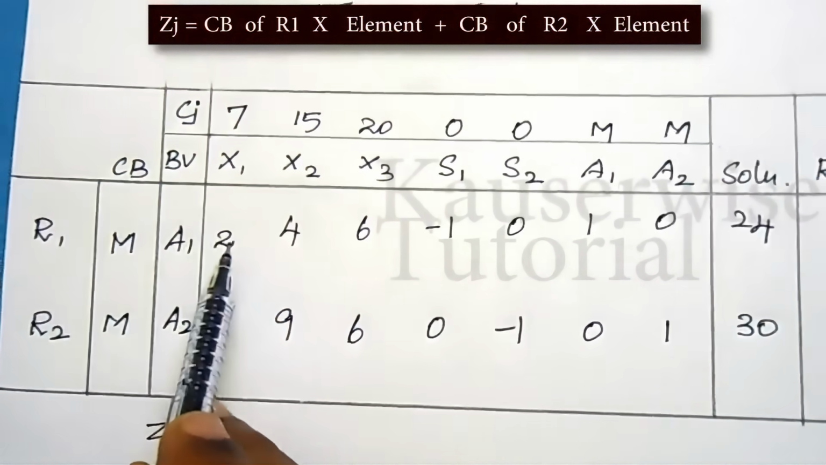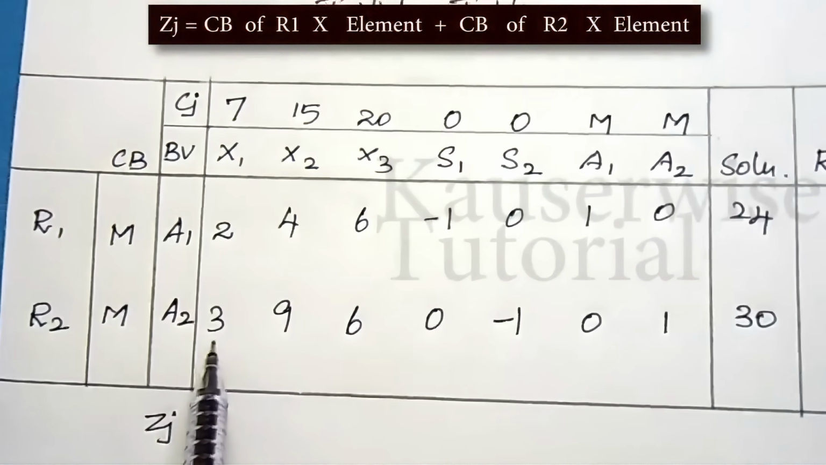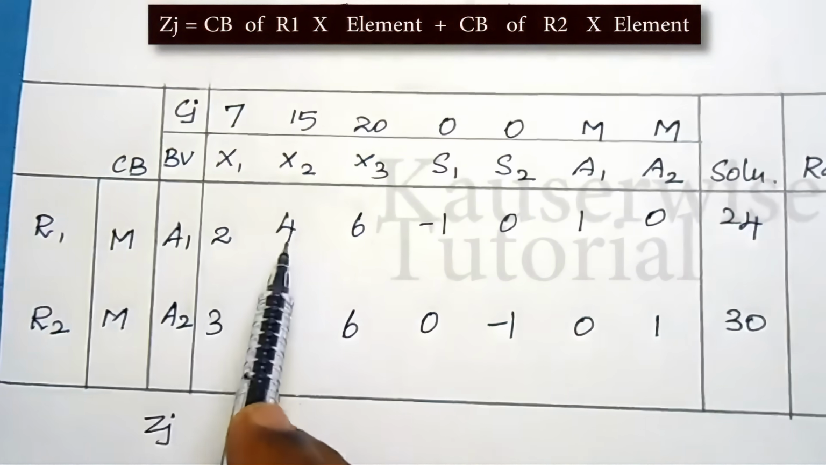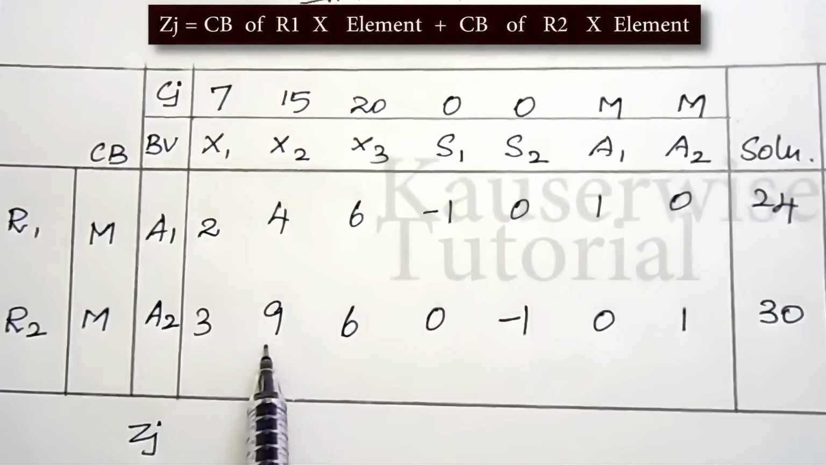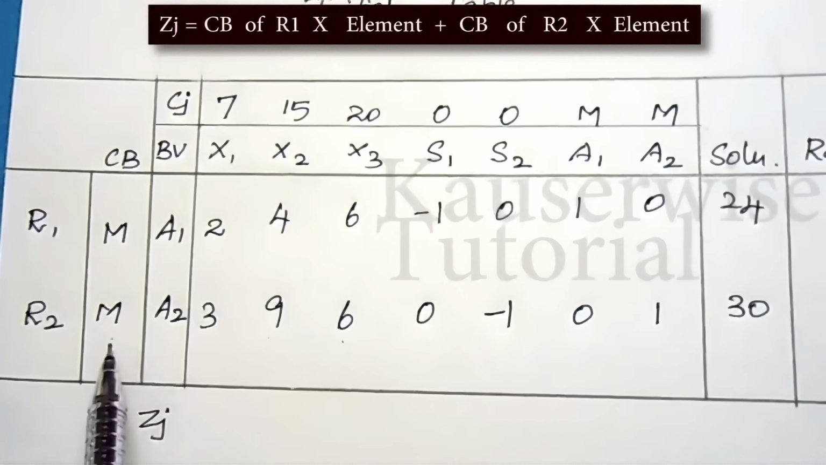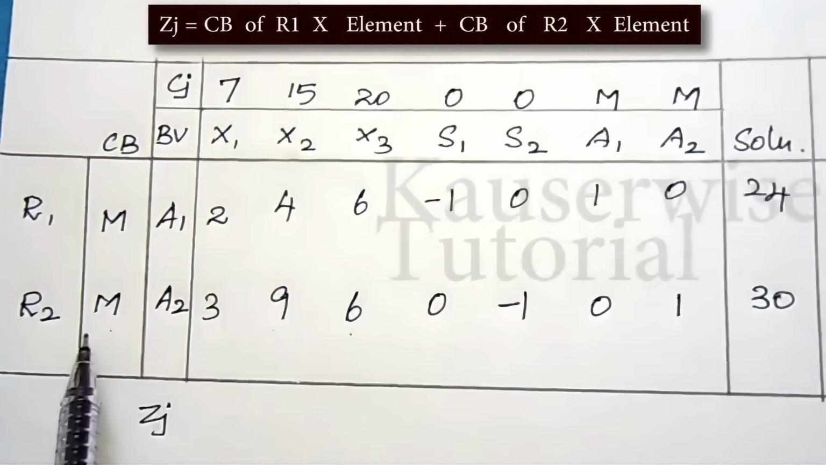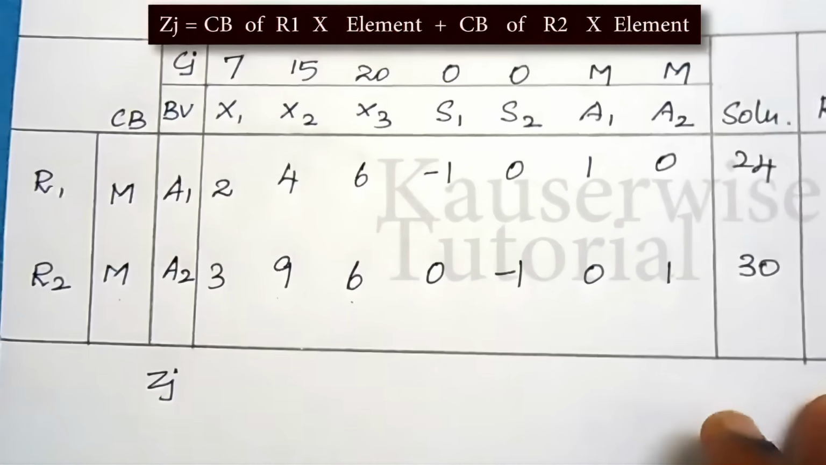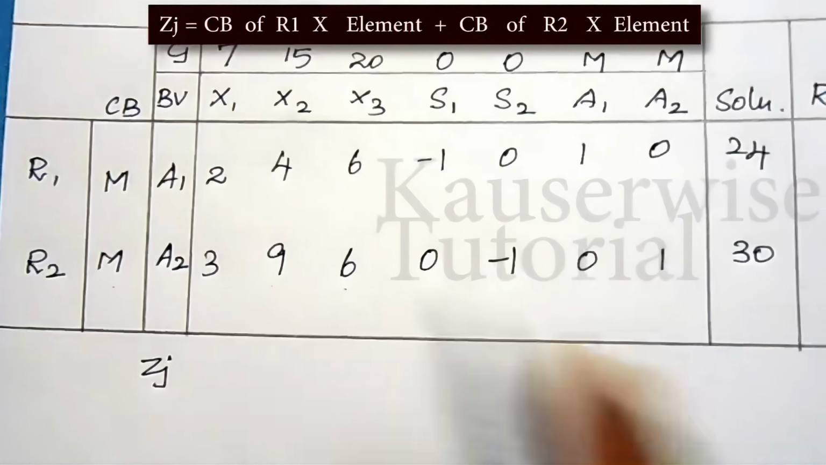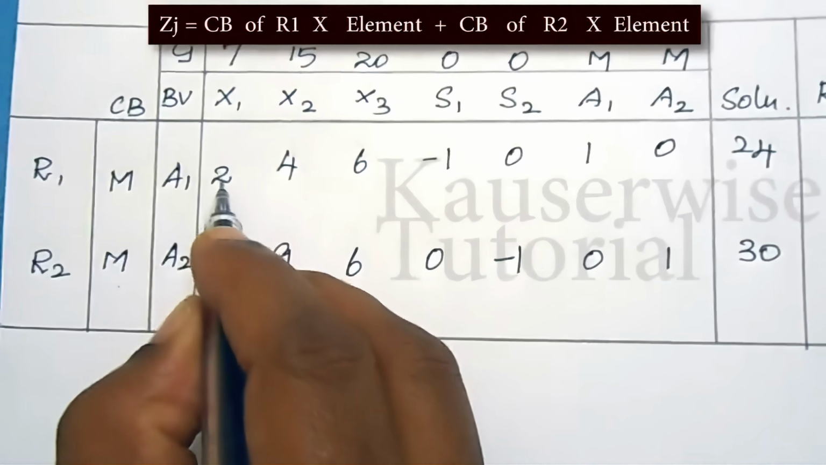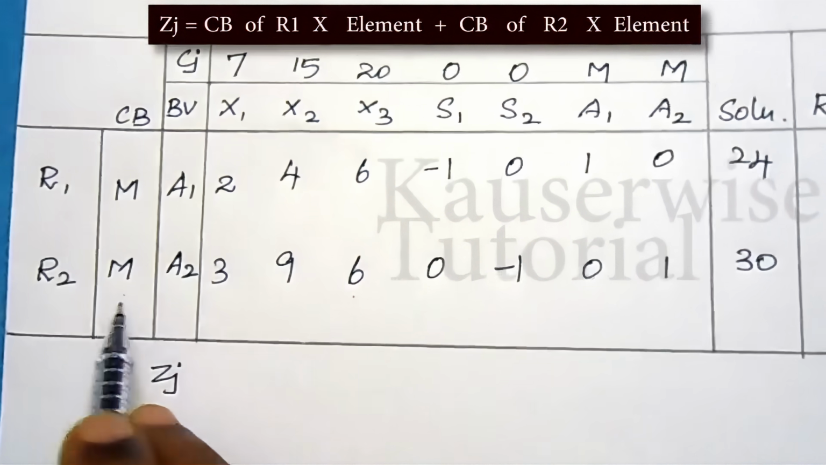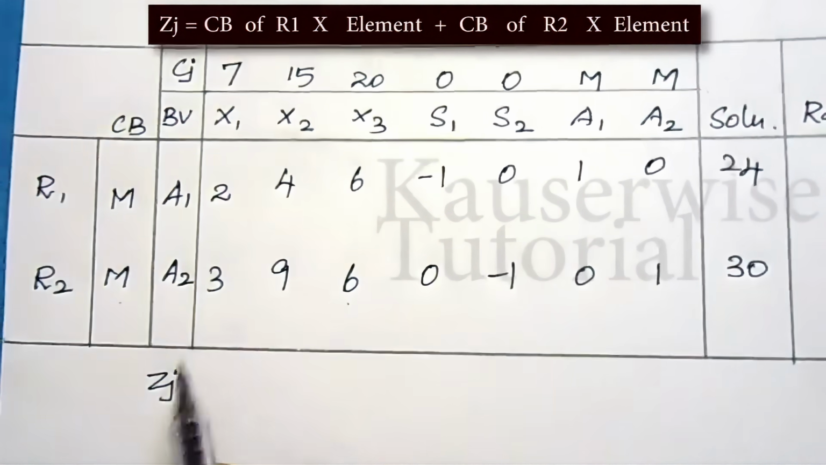That is m into 2 plus m into 3. In the same way, for the next value, m into 4 plus m into 9, then m into 6 plus m into 6. For the fourth value, m into minus 1 plus m into 0. In this way, we need to find Zj. Let us see the calculation. For the first one, m into 2, 2m, plus m into 3, 3m. 2 plus 3, 5m.